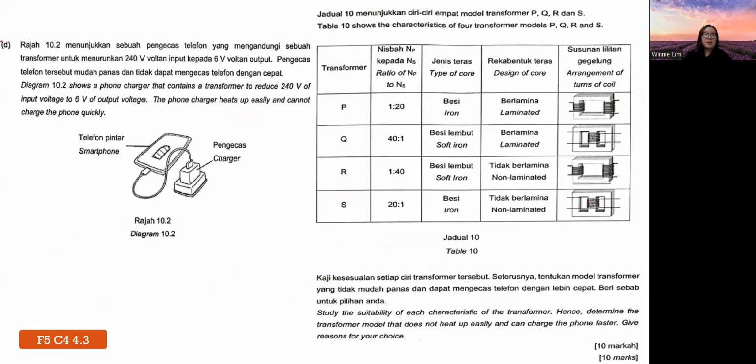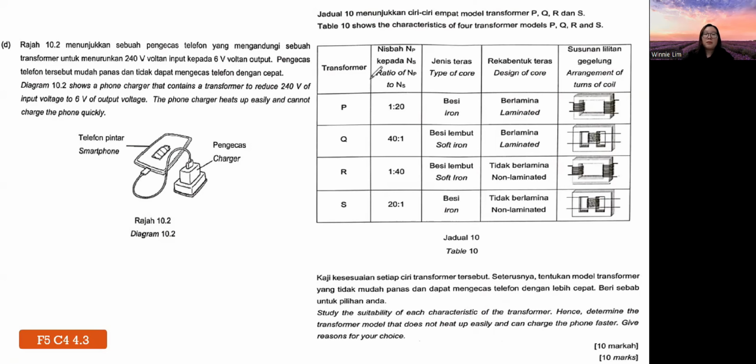Okay. Next, D. Diagram 10.2 shows a phone charger that contains a transformer to reduce 240 volt of input voltage to 6 volt. The phone charger heats up easily and cannot charge the phone quickly. So these are some of the characteristics, and you are required to study the suitability of each characteristic and determine the model that does not heat up. Why does it heat up? Because the efficiency is not high enough, meaning they lose energy. So it reduces the efficiency of the transformer.